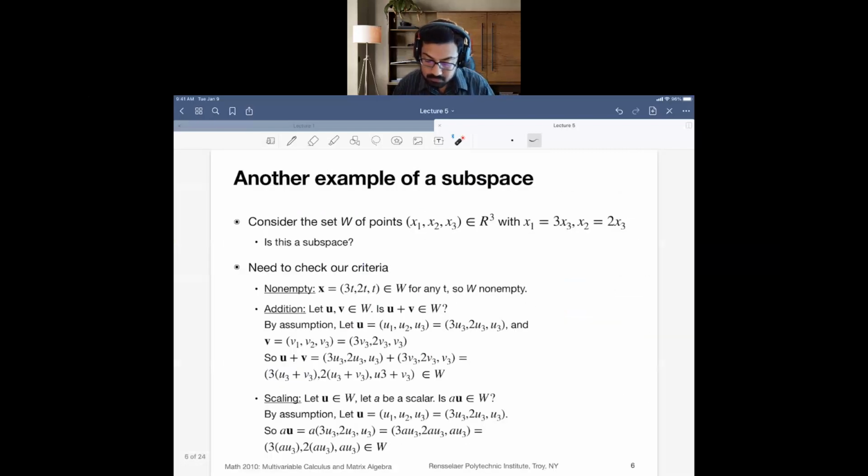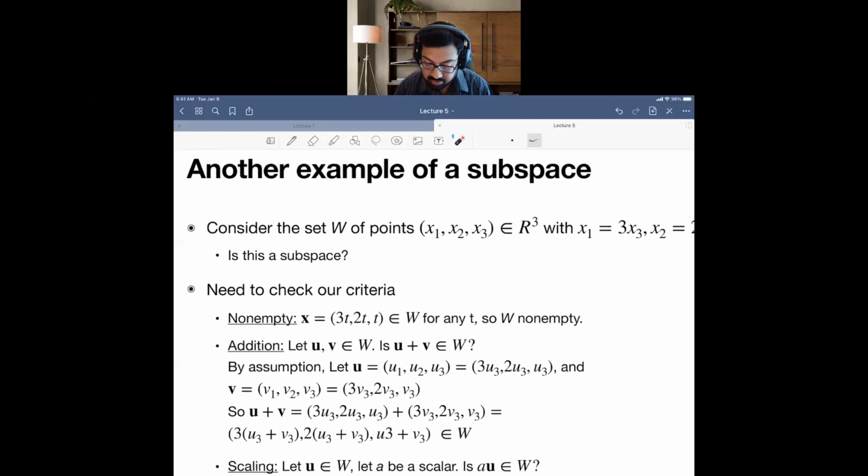Okay. Now let's take another example of a subspace. This is working through an example, so hopefully this clarifies a few more things. Let us consider a set W which has 3 components, x1, x2, x3. So this belongs to the space R cubed, a three-dimensional space: first component, second component, third component, x1, x2, x3.